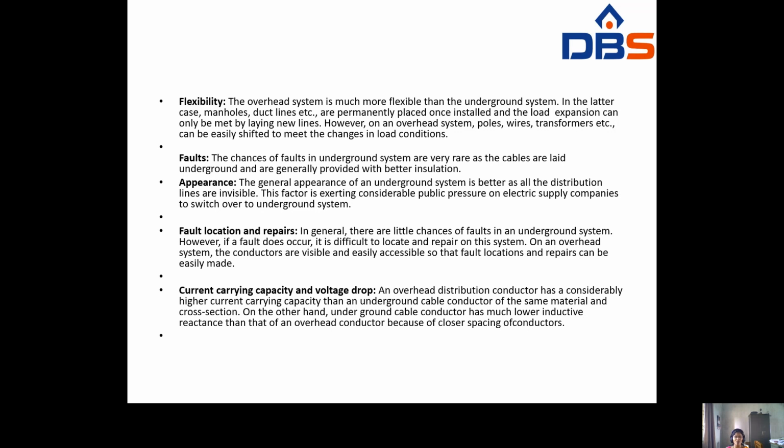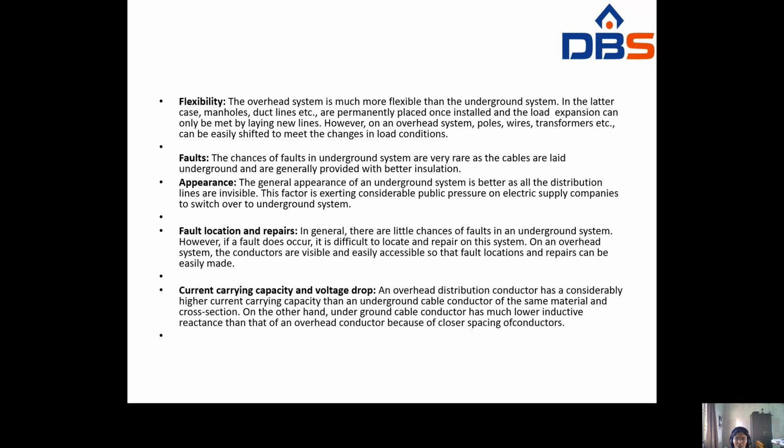In the latter case, manholes, duct lines, etc. are permanently placed once installed, and load expansion can only be met by laying new lines. So here manholes and duct lines are permanently placed once installed. Whenever the load increases, at that time you have to lay new lines.